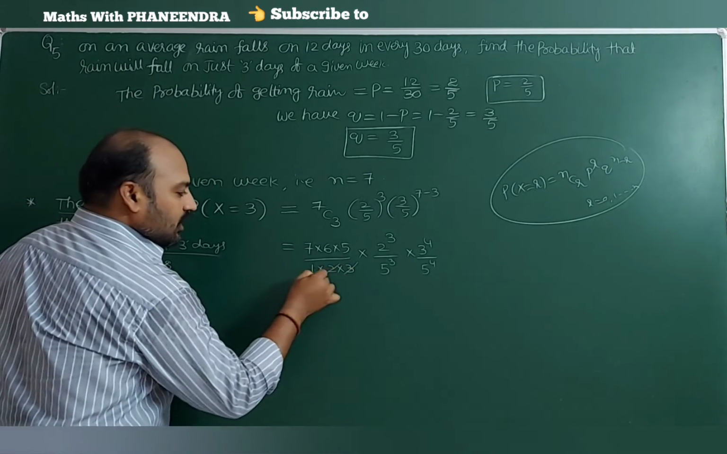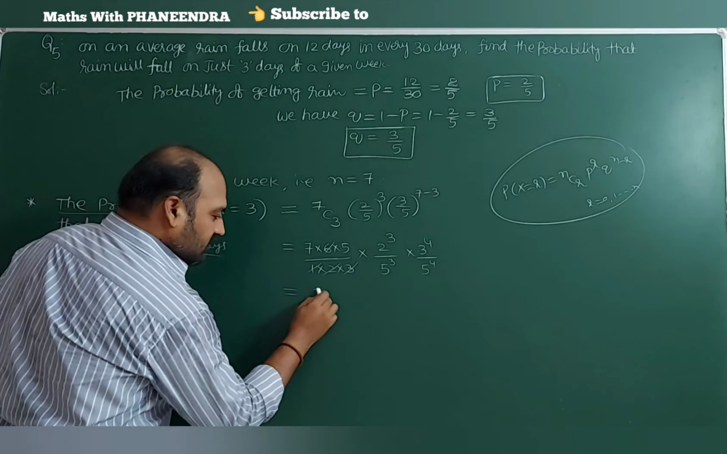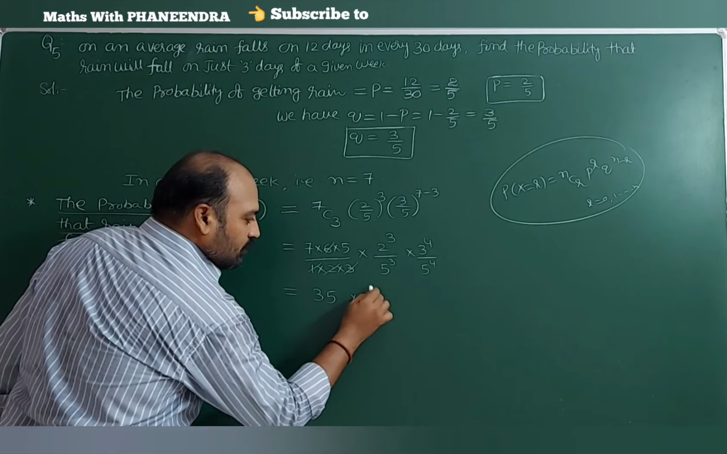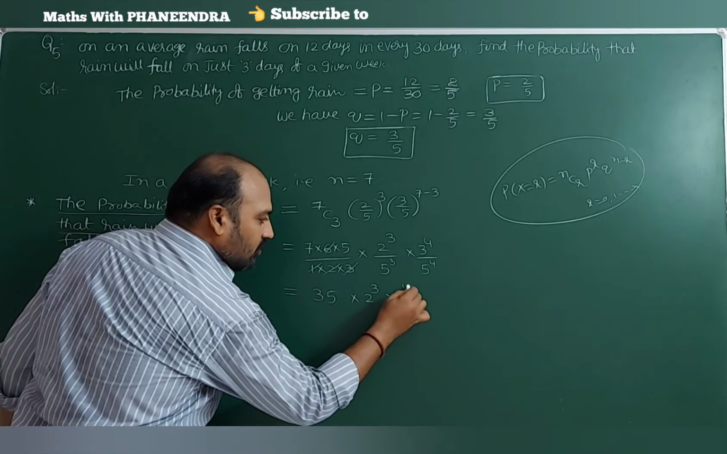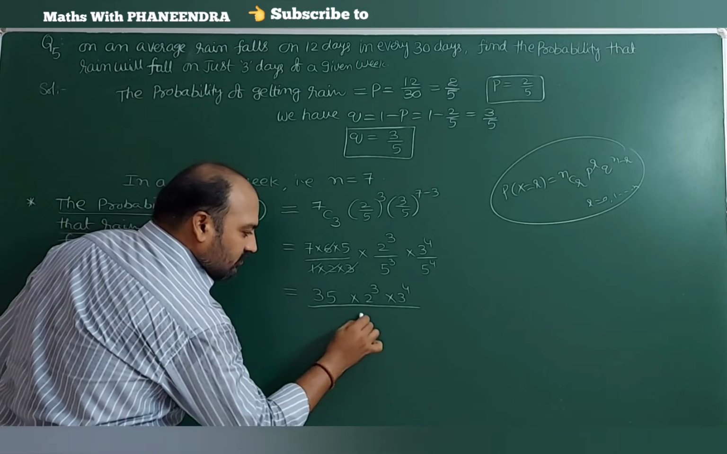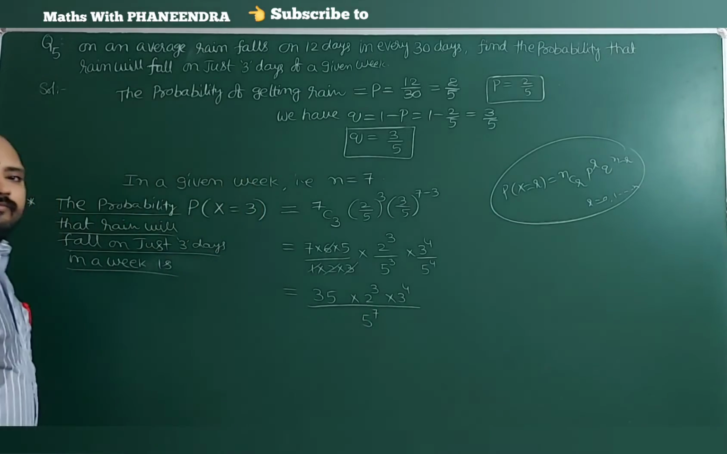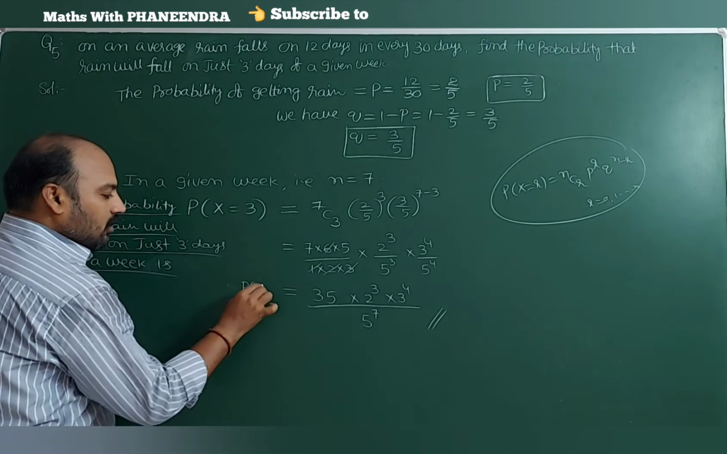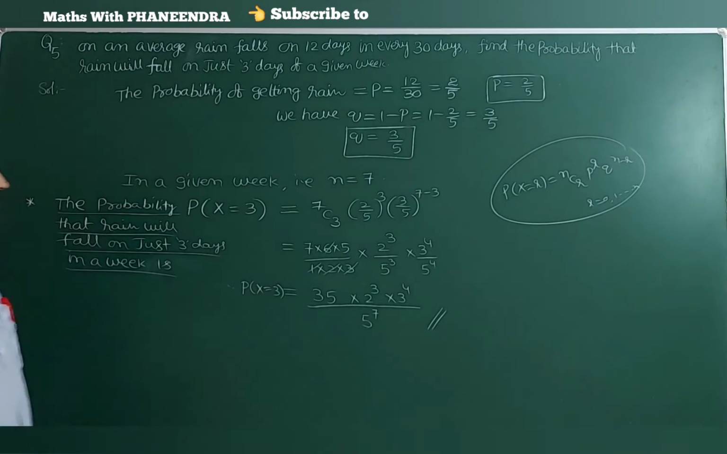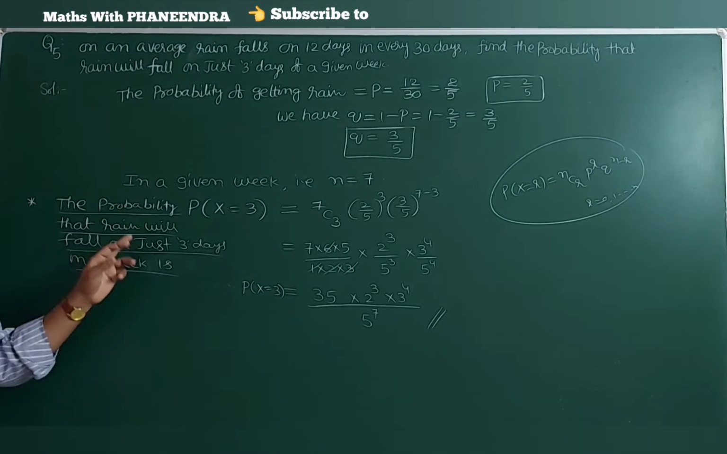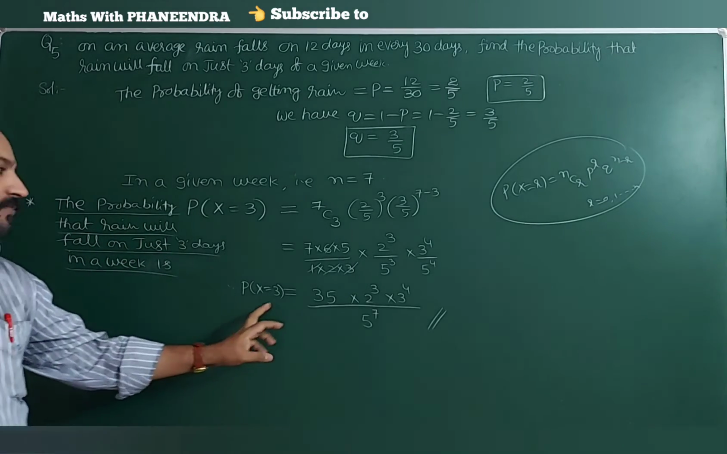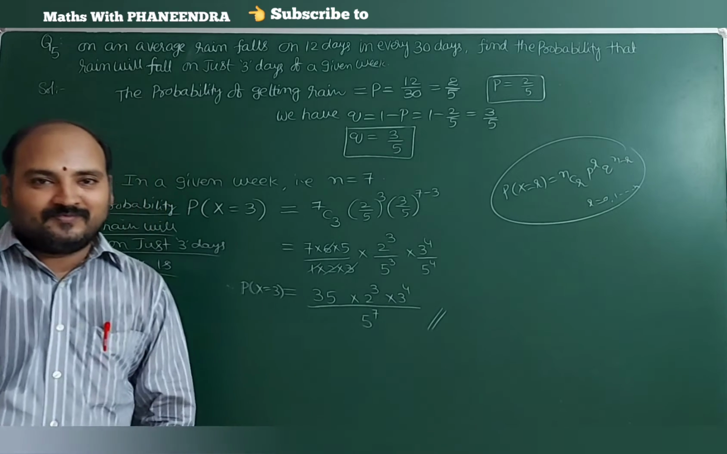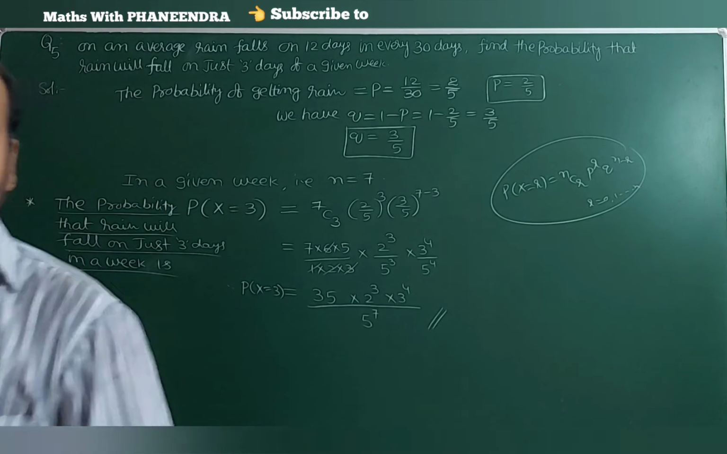So here 2, 3 into 1 is 6, 7, 5 is 35 into 2 power 3 into 3 power 4 divided by 5 power 7. So that's our answer. Therefore, the probability that the rain will fall in just 3 days is 35 into 2 power 3 into 3 power 4 by 5 power 7. We'll move on to the next question 6.